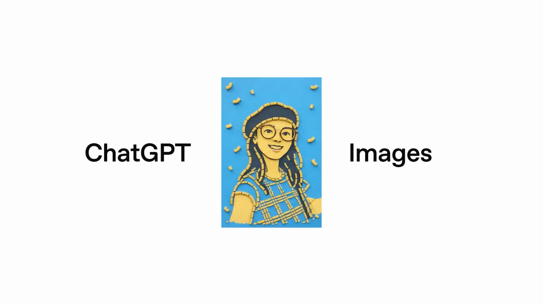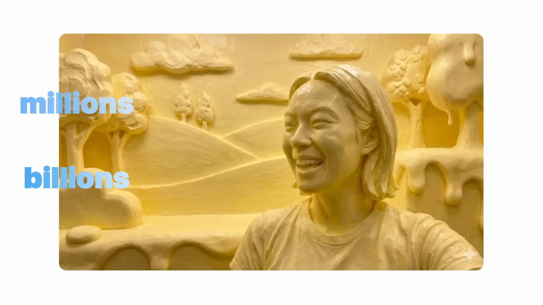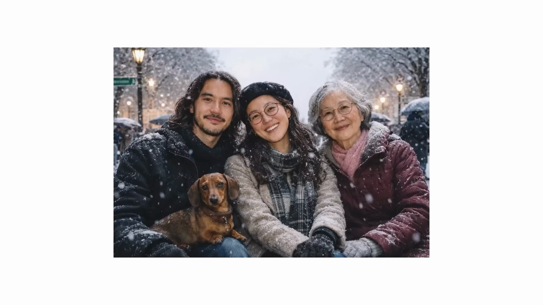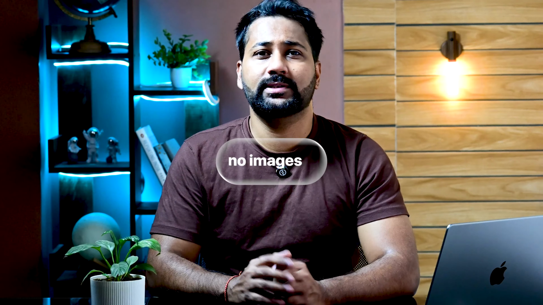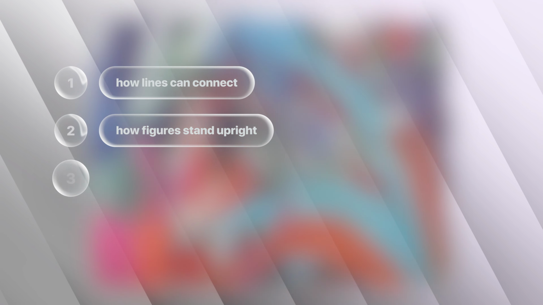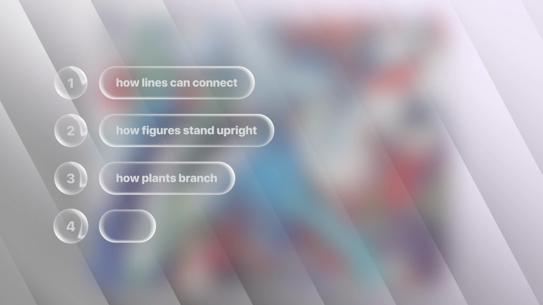Today's AI models are trained on millions or billions of images. They statistically predict what pixels should come next. They remix patterns they have seen, but AARON saw nothing. No internet, no images, no datasets. Cohen wrote thousands of lines of code defining how shapes behave. He encoded rules like how lines can connect, how figures stand upright, how plants branch, how objects relate spatially. It was rule-based intelligence, not machine learning.